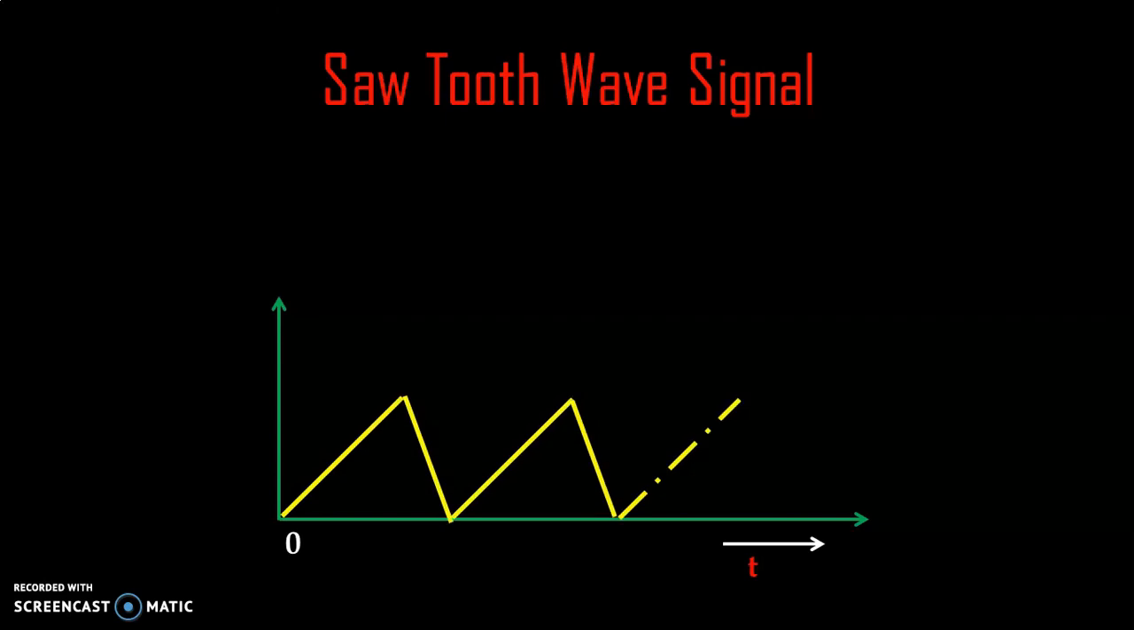Signal increases linearly and decreases linearly, and maximum magnitude, that is A. Time T1 is the time required to increase the signal from 0 value to a magnitude of A. T1 is very high compared to T2. T2 is the time required for the signal to linearly decrease from the maximum magnitude to 0 level.